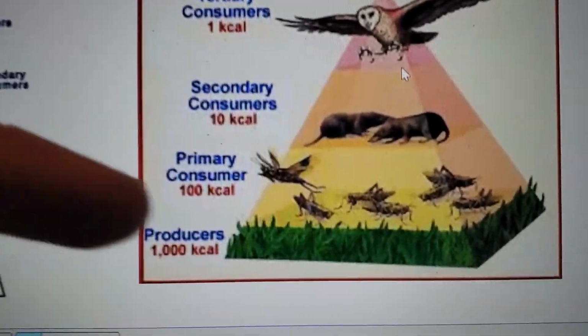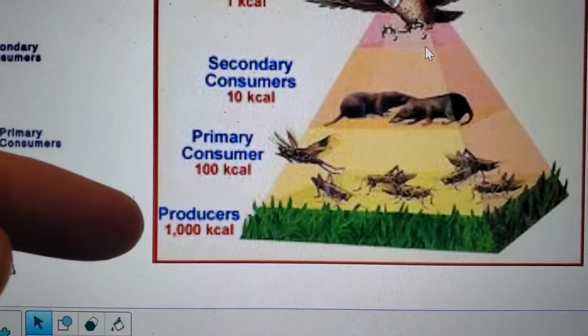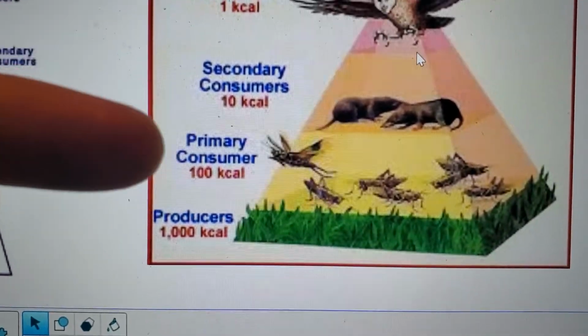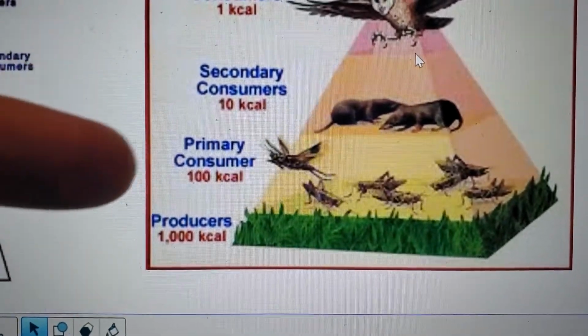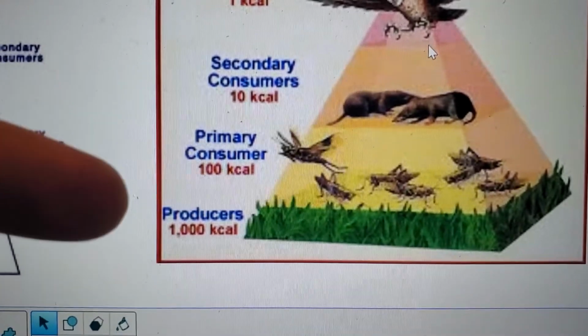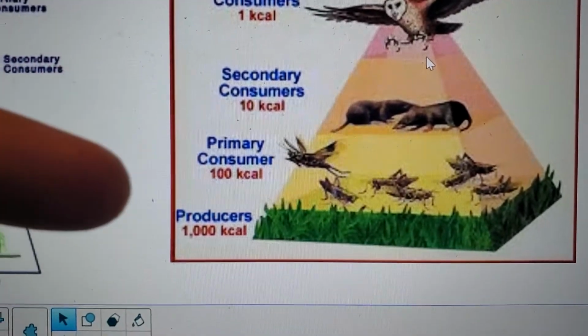So if I come over here, I want you to focus on these numbers. If producers get 1,000 kilocalories of energy from the sun, the crickets right here, or the grasshoppers, only get 100 kilocalories. But that means 90% of that energy is lost. However, they're still getting 10%, which isn't too bad.